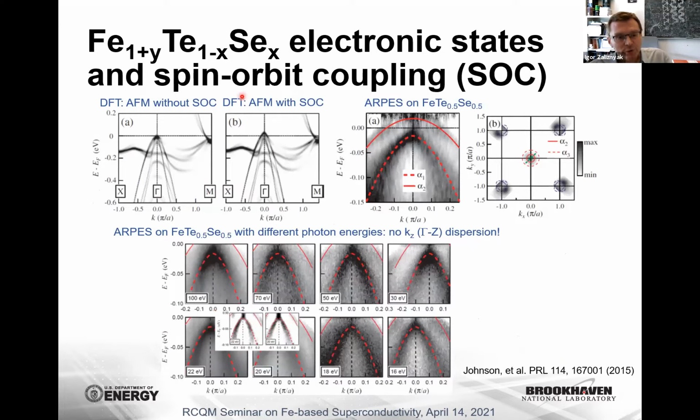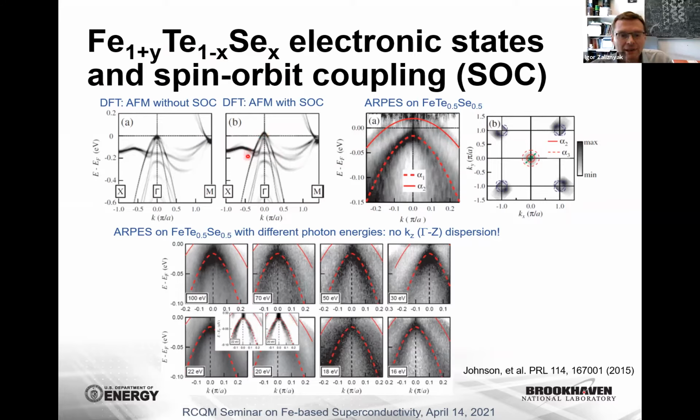One way to phenomenologically take into account these effects of electronic strong correlation in a DFT approach would be to make DFT calculations in a magnetically ordered state. And it was shown by Peter Johnson's group that one can, in principle, rationalize the ARPES measured band structure near the Fermi level, these are two bands near the Fermi level, alpha 1 and alpha 2, measured in iron tellurium 0.45, selenium 0.55 composition. So one can get a good agreement between this band structure and the DFT calculations in the presence of magnetic order.